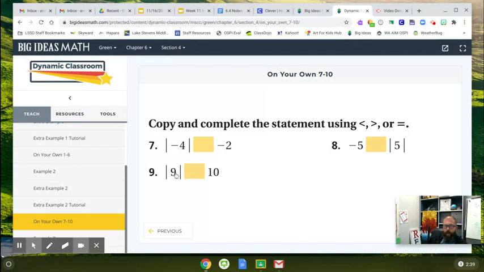Absolute value of 9 and 10. Well, that's 9 and that's 10, so 9 is less than 10. 3.9 and the absolute value of -3.9. Well, absolute value means that this is actually 3.9 because it's 3.9 from 0. So these are actually equal because they're both 3.9.